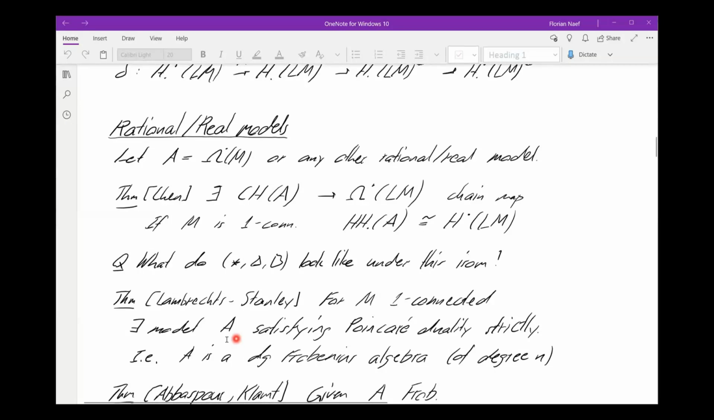So in particular, what Lambrechts-Stanley showed is that you get this model in this non-technical sense, just an algebra which is quasi-isomorphic to differential forms, but it has this additional Poincaré duality property. So in particular, you can say it's a DG Frobenius algebra.